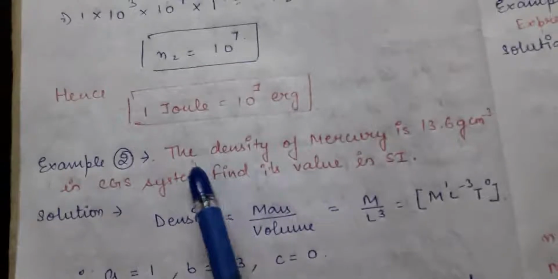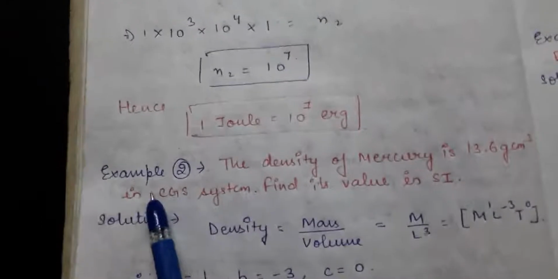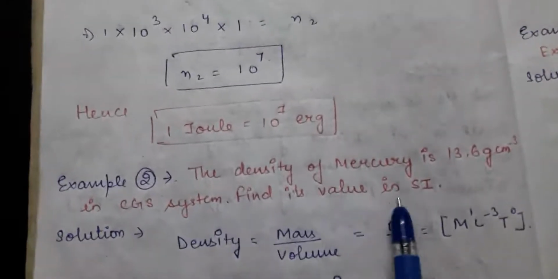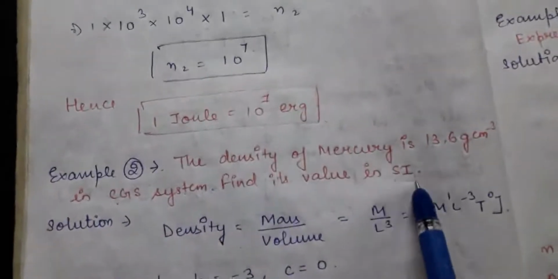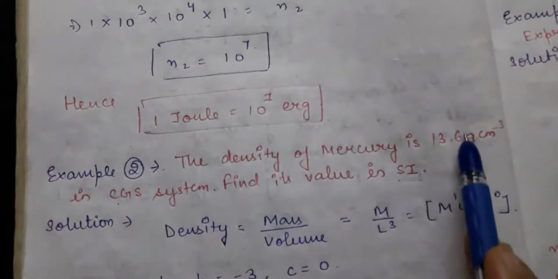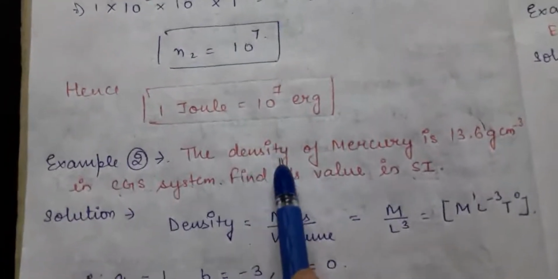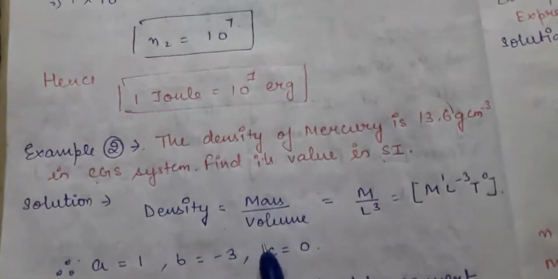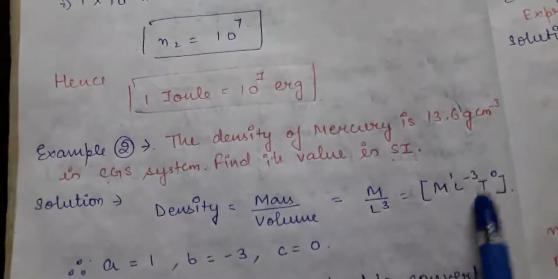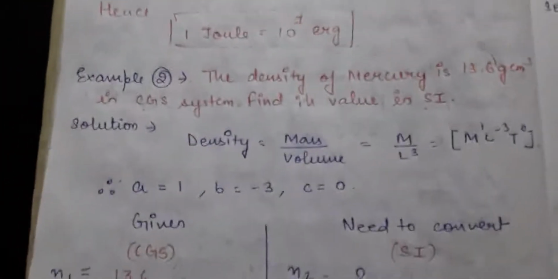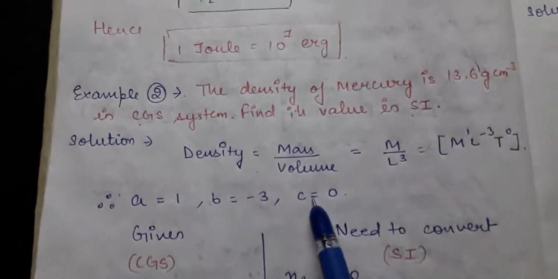Suppose the question given is: the density of mercury is 13.6 gram per centimeter cube in the CGS system. Find its value in SI. It has been given in CGS, we have to find the value in SI, and the number provided to us is 13.6. First of all we have to find the dimensional formula of density. Density is equal to mass upon volume. In place of mass I write M, volume is L cube, so it becomes M¹ L⁻³ T⁰. Here a is equal to 1, b is equal to minus 3 and c is equal to 0.